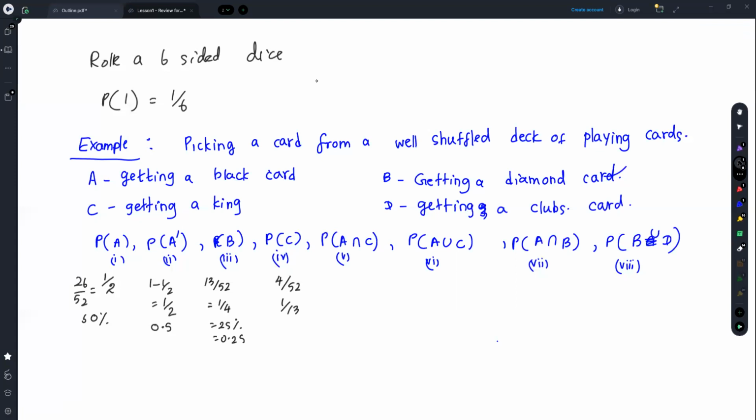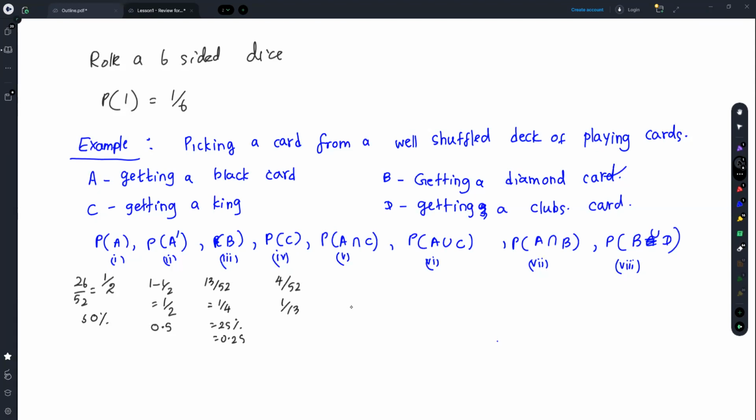Niranjana, is it 2/13 or 1/13? There are 4 kings out of 52, right? So it should be 1/13.